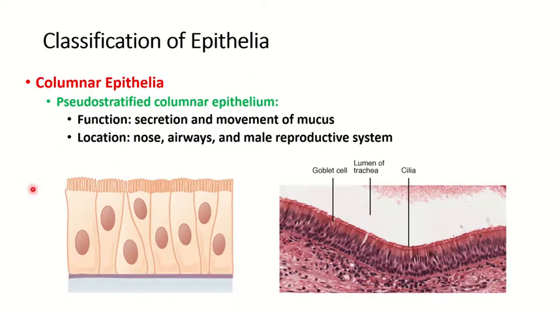And pseudostratified looks like multiple layers, but it's not, because some of the nuclei are in the middle, some are in the upper part, some are in the lower part, so it may look like multiple layers, but all of them are attached to the basement membrane here. It's for secretion and movement of mucus, and that's why it has cilia. A common area that you see it is in the nose, in the trachea and bronchi, and also in a small part of the male reproductive system. Here it looks like one layer, and then this one looks like another layer, but all of them are attached here at the basement membrane. This is the basement membrane.